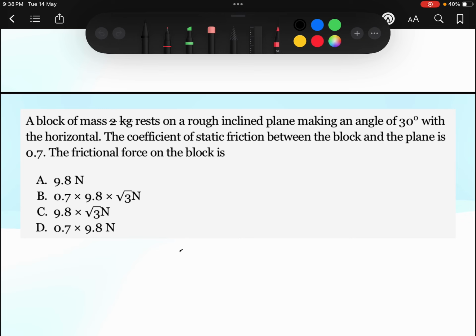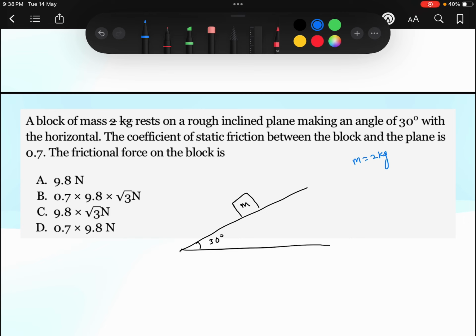Let me draw the diagram. This is an inclined plane and it is making an angle of 30 degree with the horizontal, and let us suppose this is a block of mass m on here. Okay, and the value of m is given as m is equal to 2 kg. We will substitute this value later.